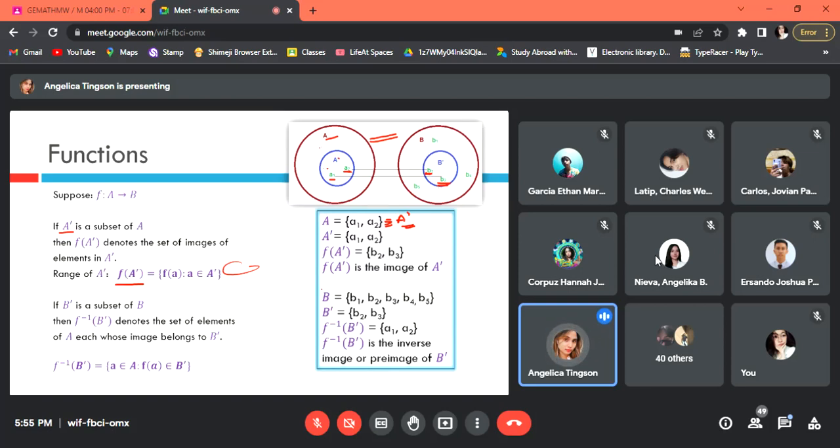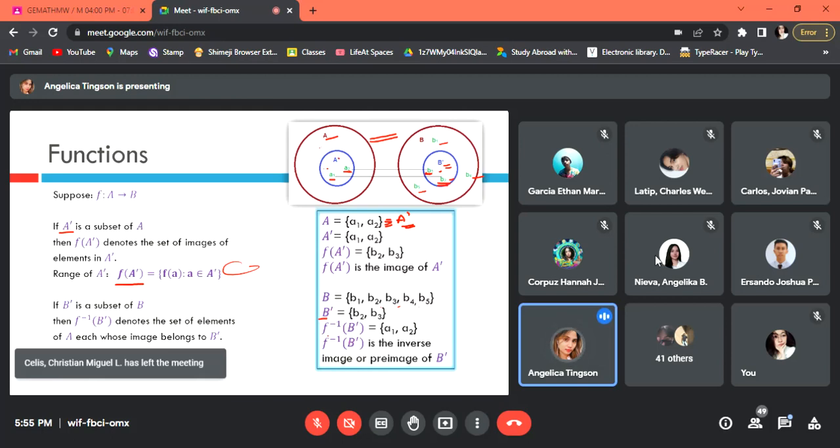So, ganun din, no? Kapag si B ang hinahanap. Sa loob ni set B, we have B sub 1, B sub 4, and then B sub 5. And then, sa loob niya, meron tayong B complement. Ano ba yung nasa loob ni B complement? So, meron tayong B sub 2 and B sub 3. Therefore, yung ating B is equal to B sub 1, 2, 3, 4, and 5. And then, ang ating B complement na given ay B sub 2 at B sub 3.